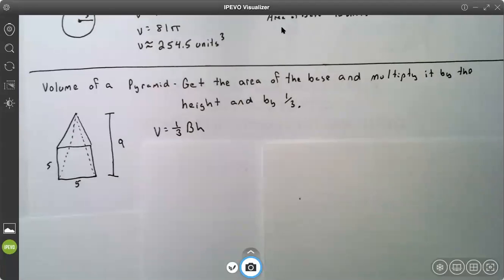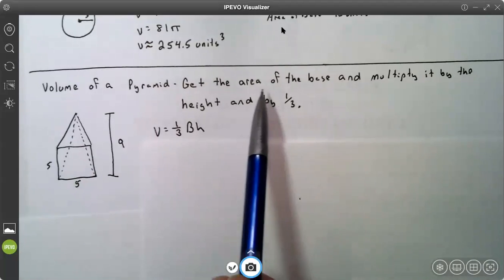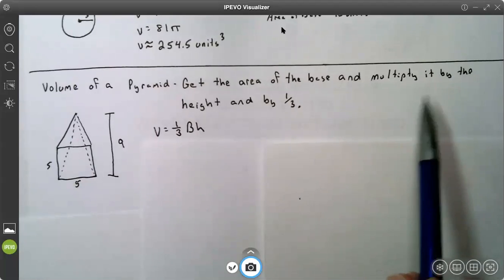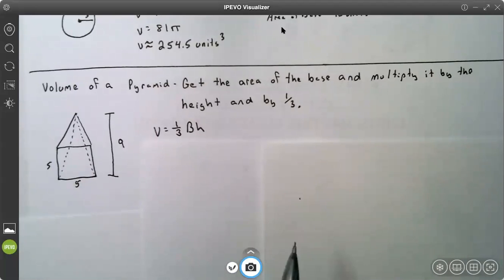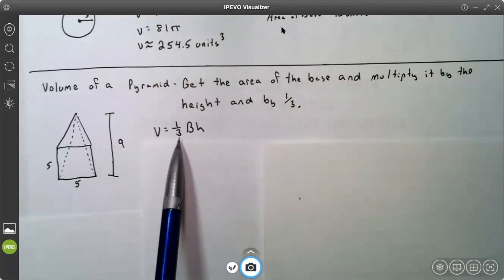Now we'll move on to a pyramid. A pyramid has one base and a point. It's hard to look at this on a 2-dimensional sheet of paper, but I have a square bottom and then it goes up into a point. To find the volume of a pyramid, get the area of the base and multiply it by the height and by 1/3. So our formula for pyramids is volume equals 1/3 big BH.